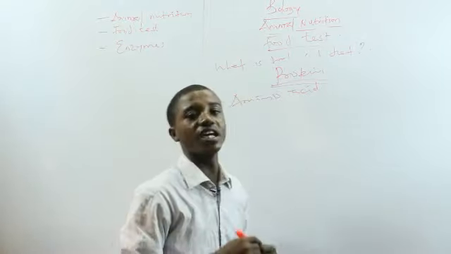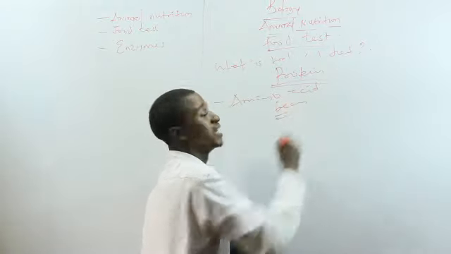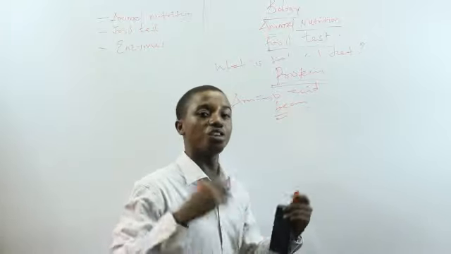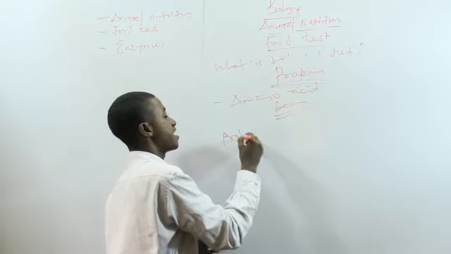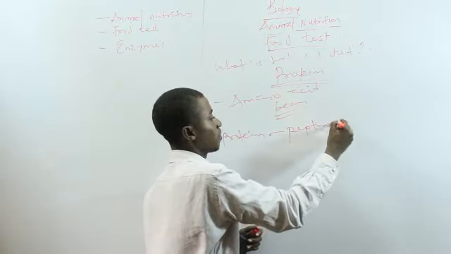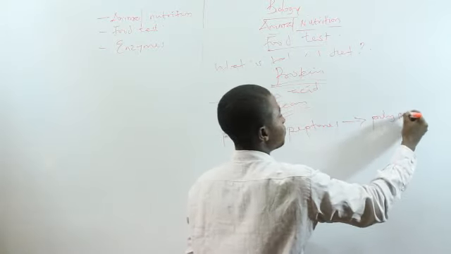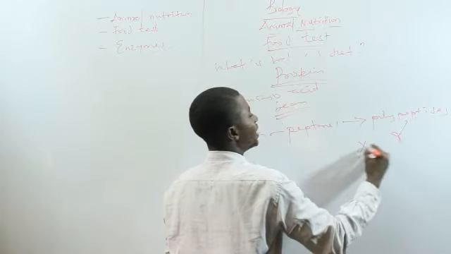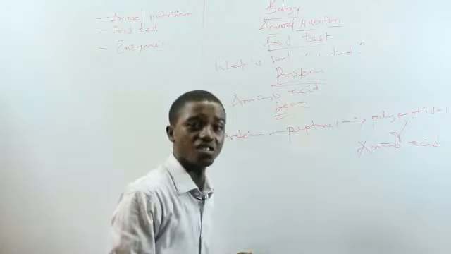A very good source of protein is your beans. When you take your beans through your mouth, the beans go down, you do churning movement, and you break down the beans. Basically, protein will first be broken down into peptones. From peptones, it will be broken down into polypeptides. Then from polypeptides, it will be broken down into amino acid. So these are the processes of digestion.